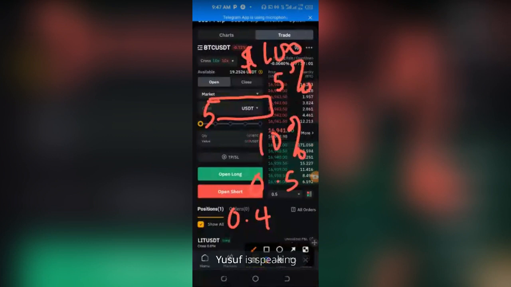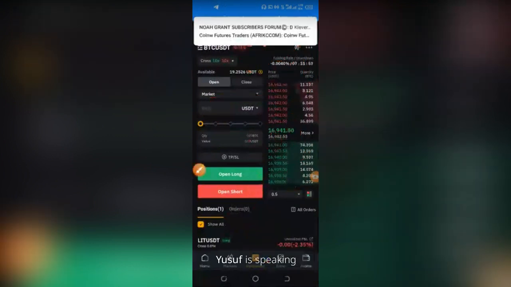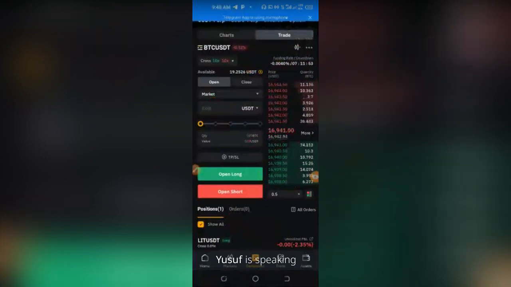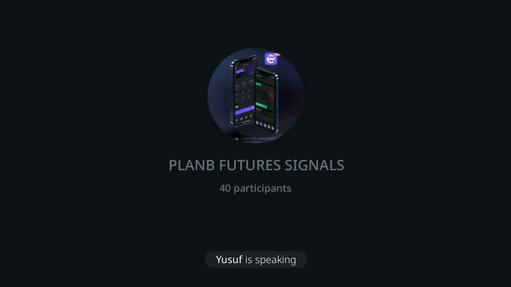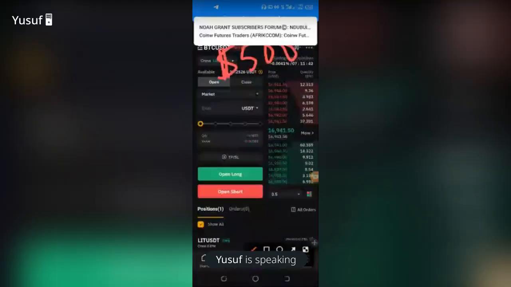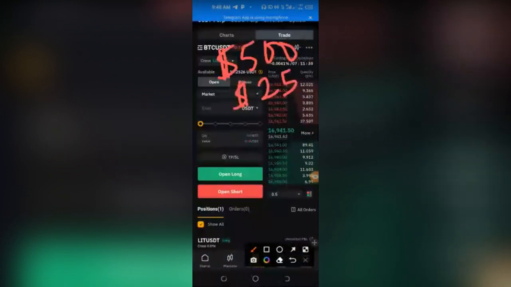There are sometimes you may make more than that based on your portfolio. So for that, it is $5. If you are using $500 to trade, now, 5% of $500, I think, is $25. That's 5% of $500.